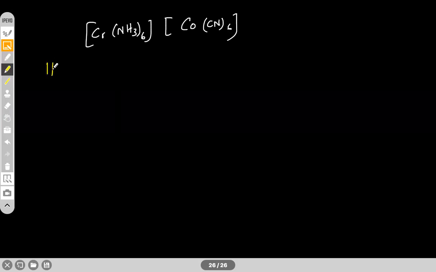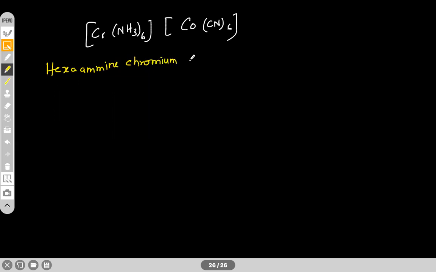It is hexaammine, because we always write down the positive part first. So hexaammine, chromium, oxidation state we'll let it be for now. Then some space, hexacyano, cobaltate, oxidation state we'll see.